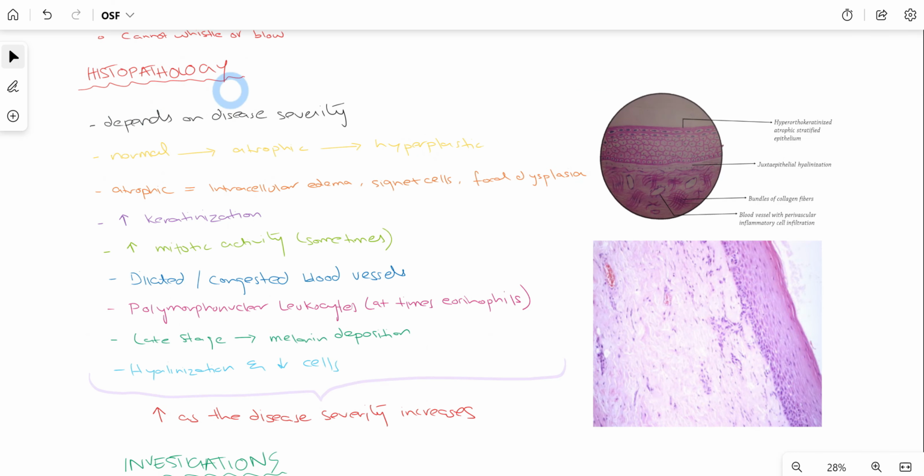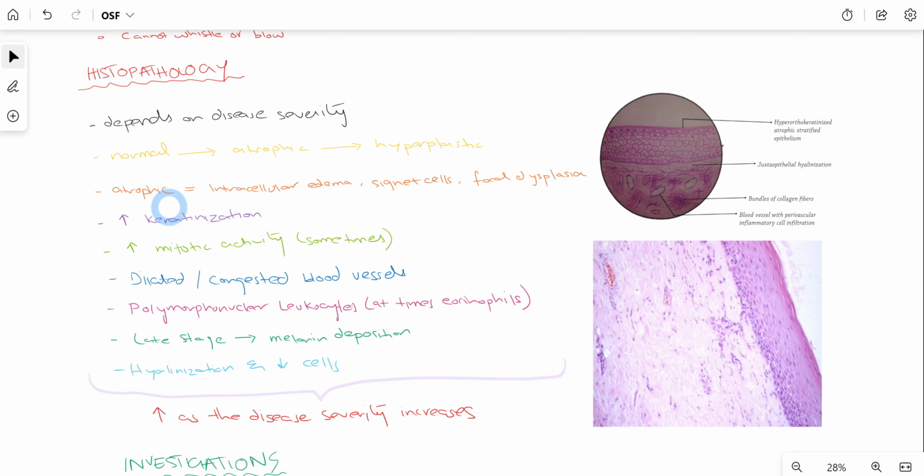Now moving on towards the histopathology, OSF is mainly diagnosed with clinical features along with histological examination as well. So we'll talk about histopathology. Firstly, the histological changes of the mucosa depend on the disease severity. The more severe the disease is, the greater the histological features we can appreciate. Initially there is normal mucosa, with no irritation around the mucosa at all. When the disease starts to progress, it will lead to atrophic mucosa, and then eventually it can lead to hyperplasia of the mucosa as well.